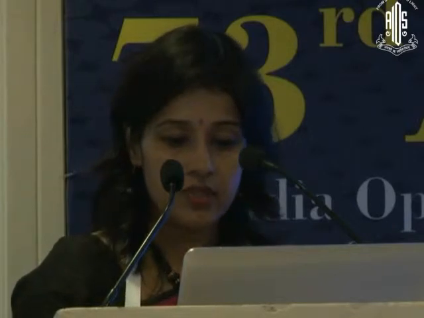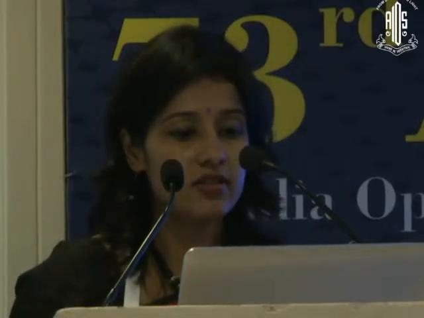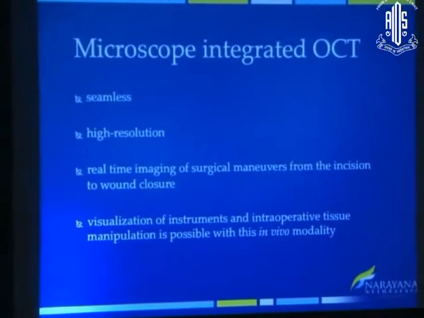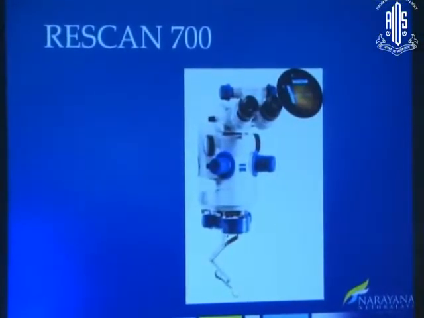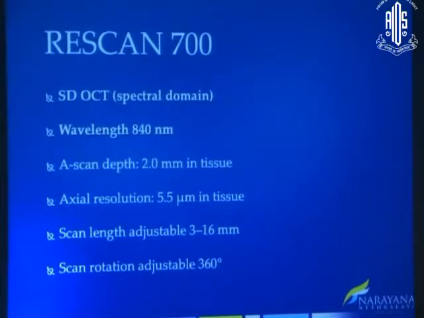Here it has helped us in the visualization of the instruments, and intraoperative tissue manipulation is also possible using this in vivo modality. The previous devices usually lacked true coaxiality, so it was always very difficult to focus. But this has overcome that disadvantage. We have used the RESCAN 700, which is one of the first microscope integrated OCT, or MIOCT, systems, which has been used clinically to visualize steps. This is mounted on an OPMI Lumira 700 and uses the Resight lens system. These are some of the technical details of the machine.